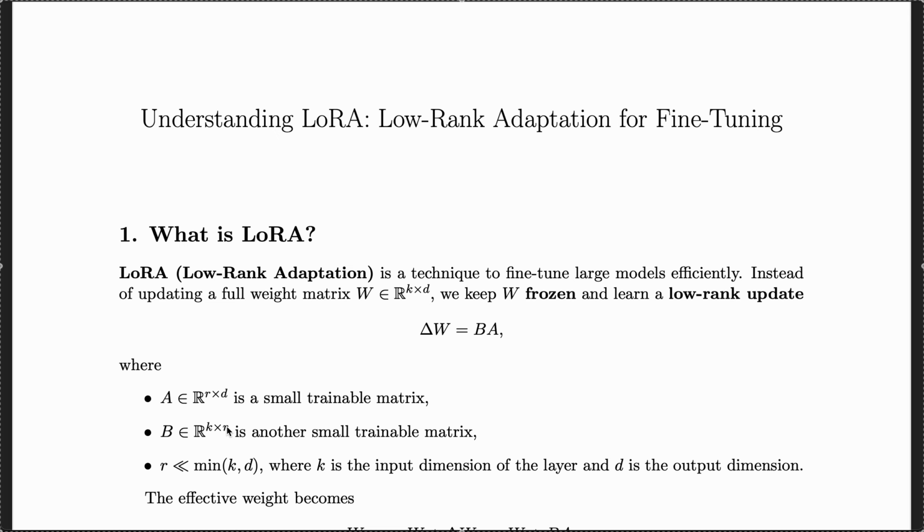Okay? And R represents a fundamental trade-off. A lower rank, for example 4, 8, or 16, results in very few trainable parameters. The advantages are a significantly smaller file size and faster training, but it has less capacity to learn complex new information. A higher rank, for example if R is 64, 128, or 256, increases the number of trainable parameters, giving the model more space to learn nuanced details from the training data.